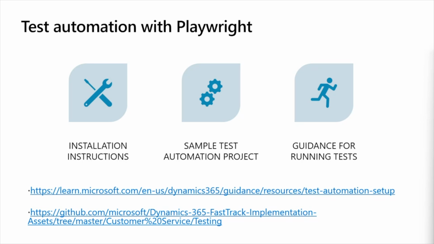And then it has a sample test automation project, which is a downloadable resource. The second hyperlink that you see here on the screen is the hyperlink that you can use to navigate into that downloadable resource, and we include instructions on how to import that. And then the article also includes some guidance on how to run those tests. So this is an example of how the structure of these tools and resources will look when you navigate to them inside of the Guidance Hub.